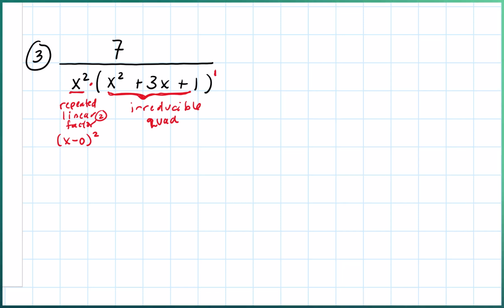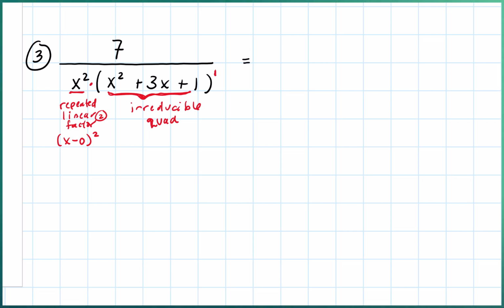So this, though, is an irreducible quadratic. It does not factor. We can see that, I think, pretty clearly. There are no numbers that multiply to 1 and add up to 3. So this is an irreducible quadratic. So we get our first quadratic, and we have two linear factors.